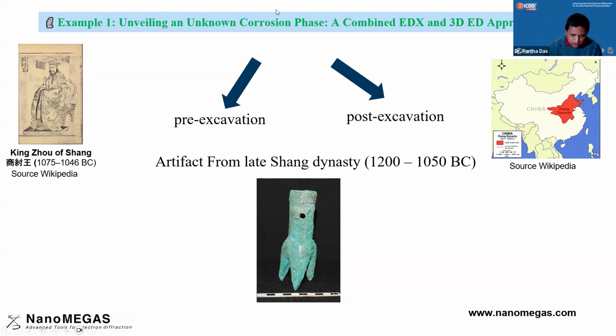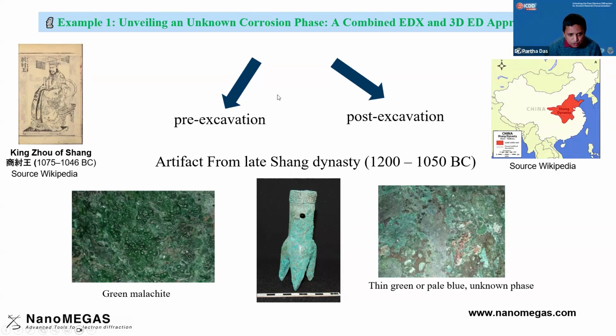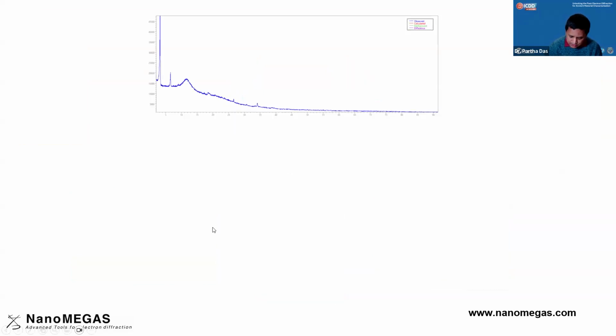During the excavation process, two types of corrosion product were observed. One is the typical green color, which is green malachite. Another one is the thin green or pale blue colored phase, which is possibly linked to the environmental effects. And this was an unknown phase. Our goal was to identify this phase.